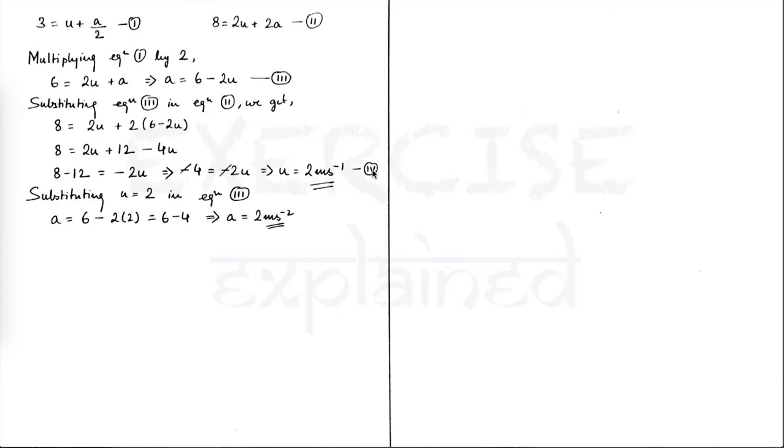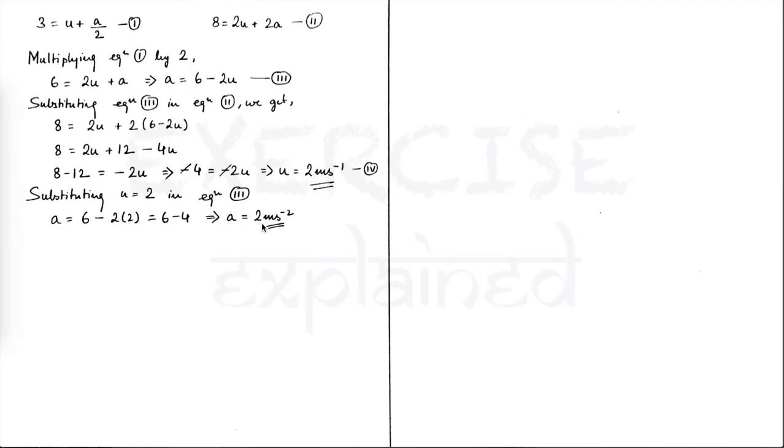Now we need to find the value of acceleration also. So what I do is, since we already have an equation for acceleration, that is equation 3 here, I substitute the value of u which I have got in equation 4 to equation 3. So I write substituting u is equal to 2 in equation 3. What I get is a will be equal to 6 minus 2 into 2. So this u here is substituted as 2 here. So I get it as 6 minus 4.